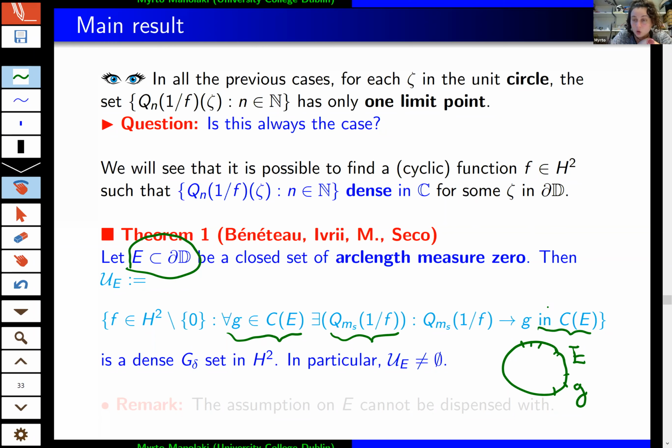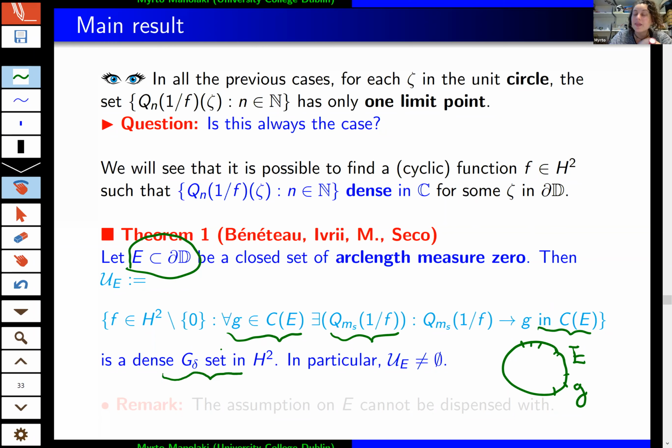This set not only is not empty, but in fact is a G-delta dense set. So most functions in the Hardy space have this property. Their optimal approximants behave quite chaotically. They approximate everything on sets of measure zero in the unit circle. And of course, this assumption on E cannot be dispensed with. So it's an essential assumption. I'm going to just mention some corollaries just to close.